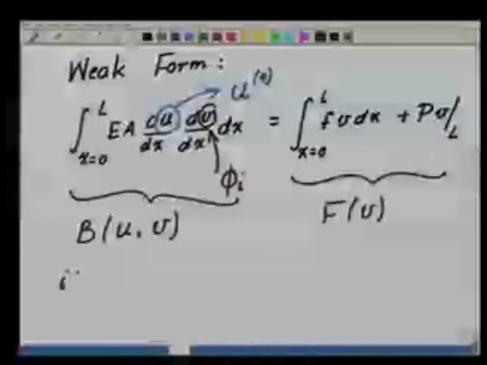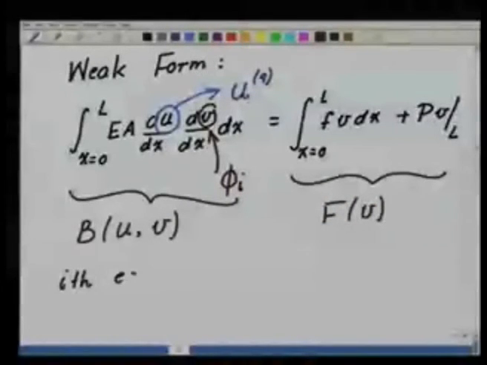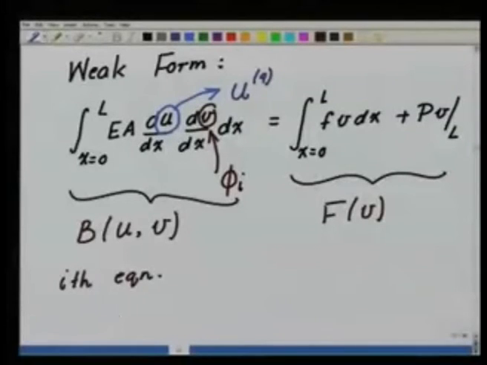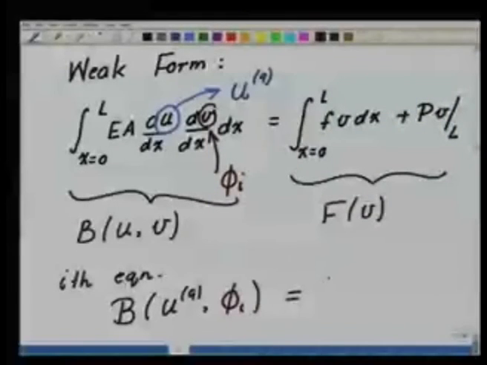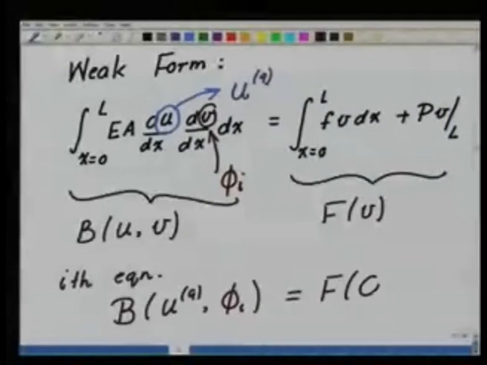Okay. So, the ith equation is given as B of u_N, phi i is equal to f of phi i. Okay.